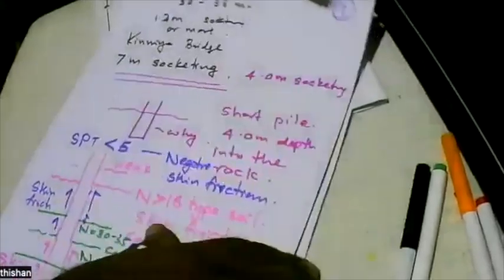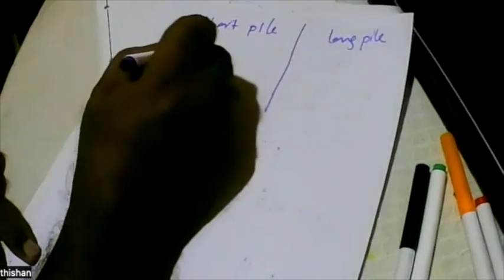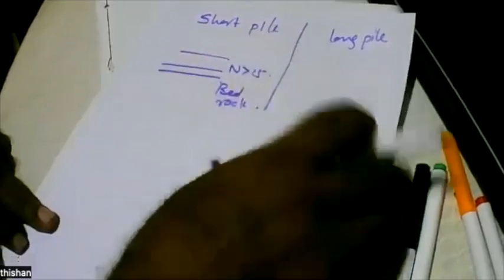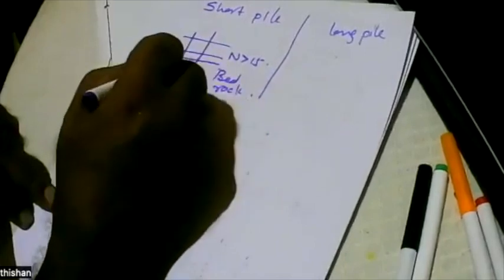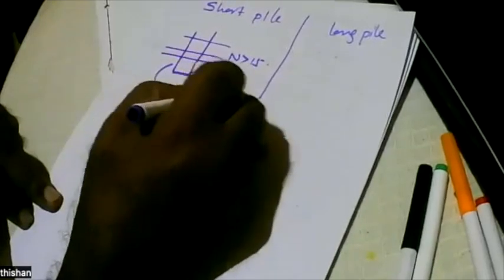So now we look at short pile versus long pile. Short pile versus long pile. Short pile is a long pile. So what are the chances? It may have a few soil layers, greater than 15. After that, bedrock. And you go for the normal, typical anchor, socketing into the bedrock 1 times diameter or at least 1 meter. Minimum 1 meter, but generally preferably 1 times diameter.